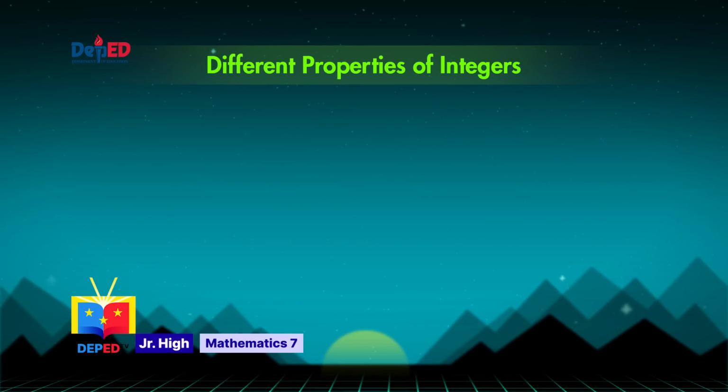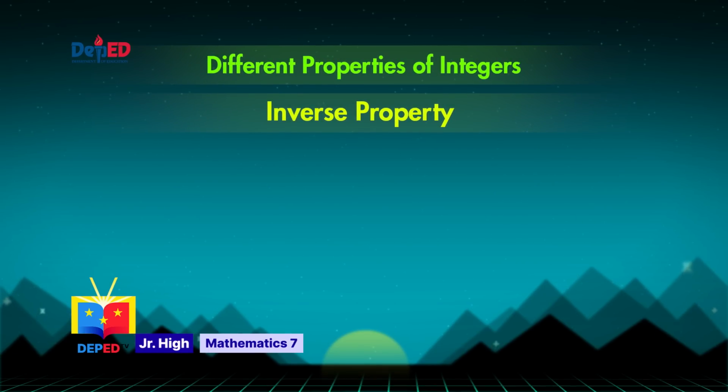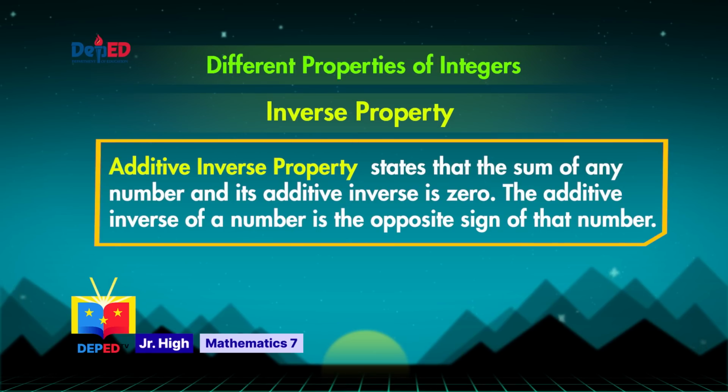And for the last property, we have inverse property. The additive inverse property states that the sum of any number and its additive inverse is 0. The additive inverse of a number is the opposite sign of that number. That is, A plus -A is equal to 0.